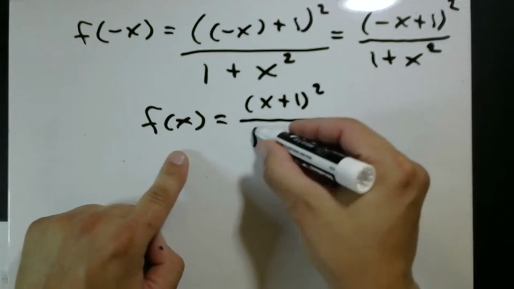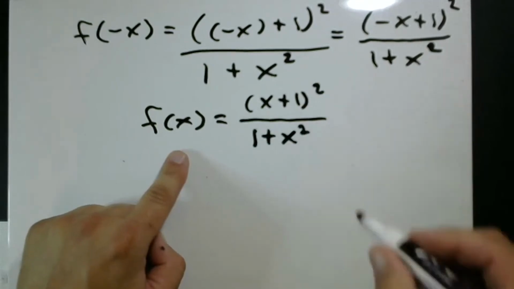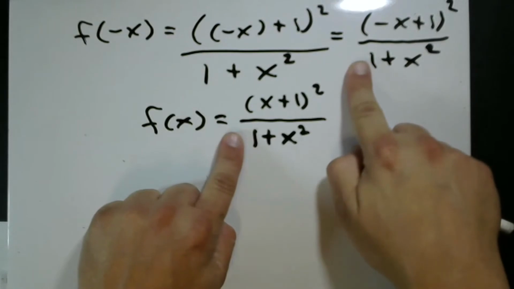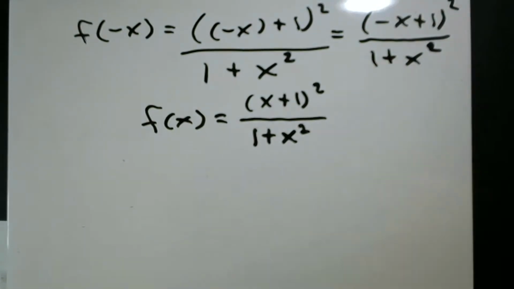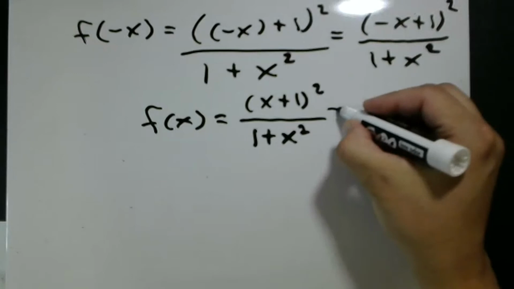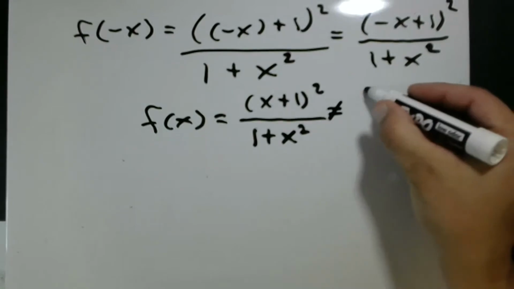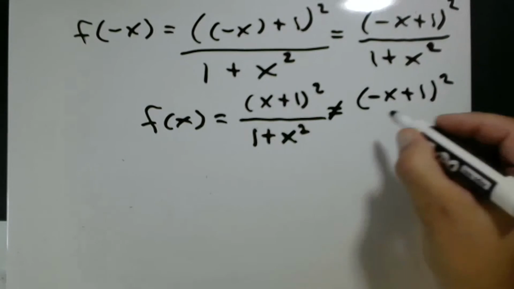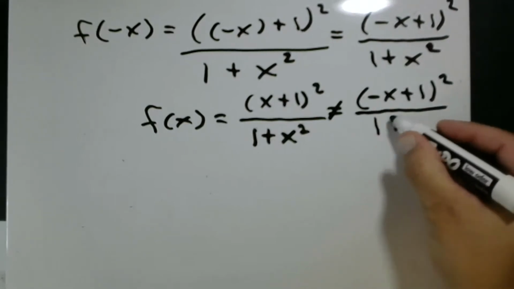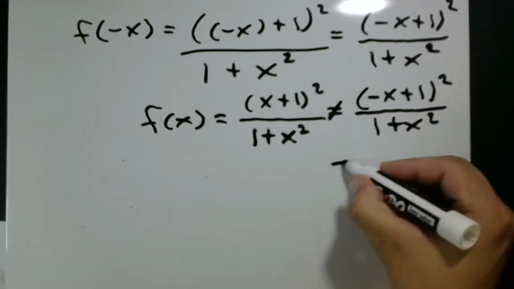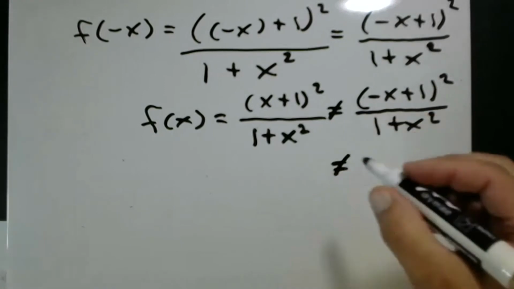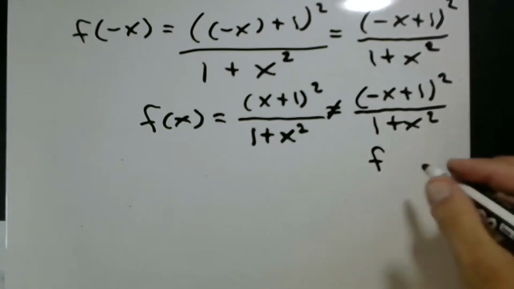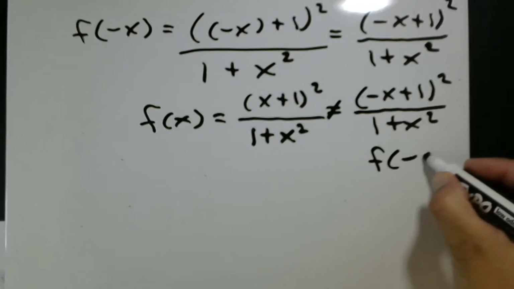But if we look at f of x, this is f of x, this is f of negative x, and they don't look the same, and they aren't. So this is not the same as this. That means f of x does not equal f of negative x.